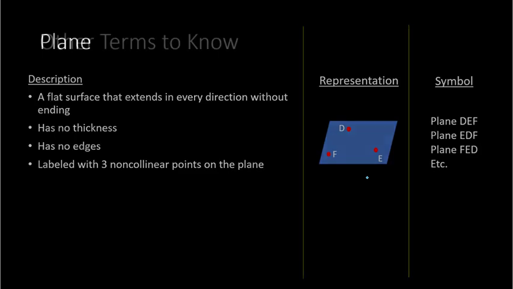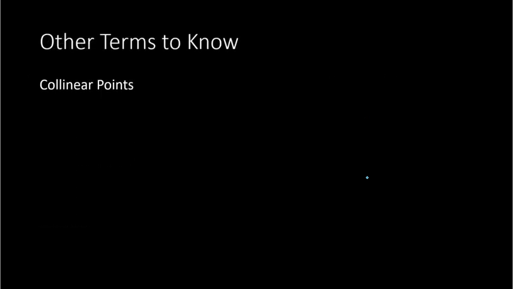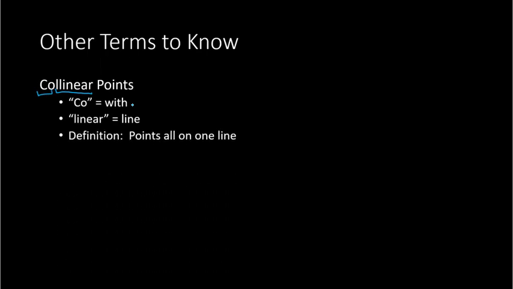Some other terms to know, we have next collinear points. The prefix co right here has the idea of being with, and then the other part, linear, we see the word line in that word, L-I-N-E. So linear means line. So collinear literally means with or on the same line. So if they're collinear points, they are points all with or on the same line.